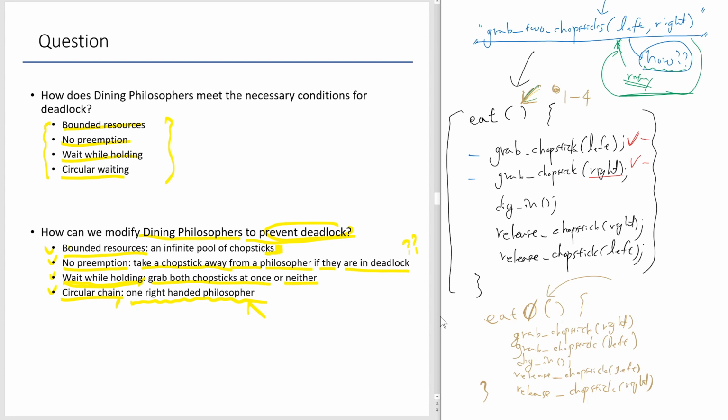Obviously, everything is the same except the order of chopstick acquisition. And this can solve the problem. Before we talk about the deadlock avoidance algorithm, this right-handed philosopher amounts to the lock ordering approach, or lock ranking. It is equivalent. The approach known as lock ranking applied to this dining philosopher problem results in this one right-handed philosopher solution. And we're going to see it later.